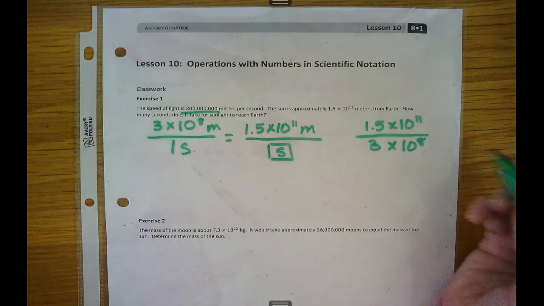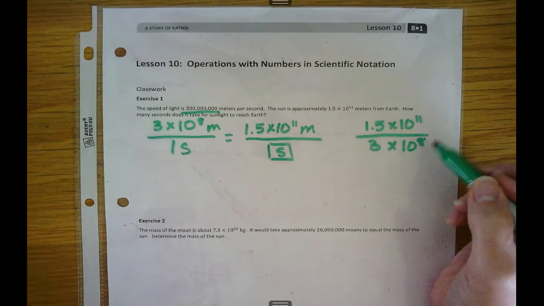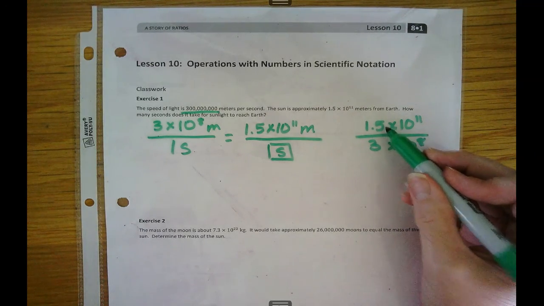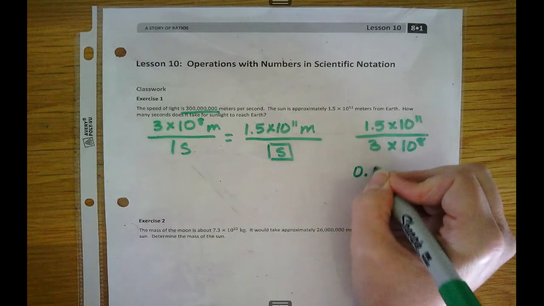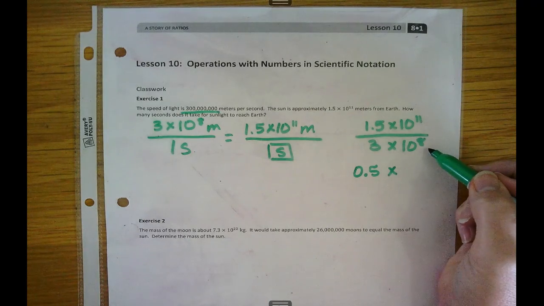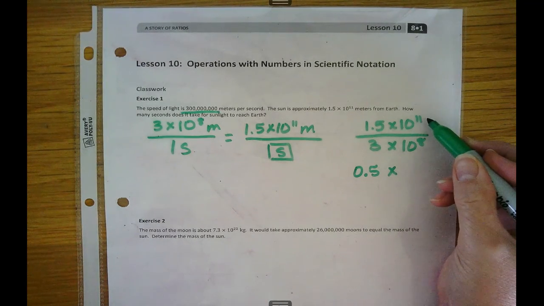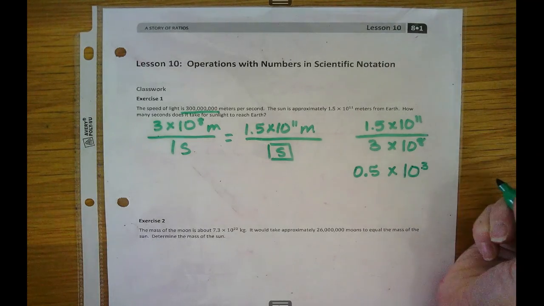And as we've talked about before, when we're dividing, the powers do not need to be the same. So I'm going to divide 1.5 by 3, and that's going to give me 0.5. And then I'm going to take 10 to the 11th divided by 10 to the 8th, which means I subtract 11 minus 8 to get 10 to the 3.